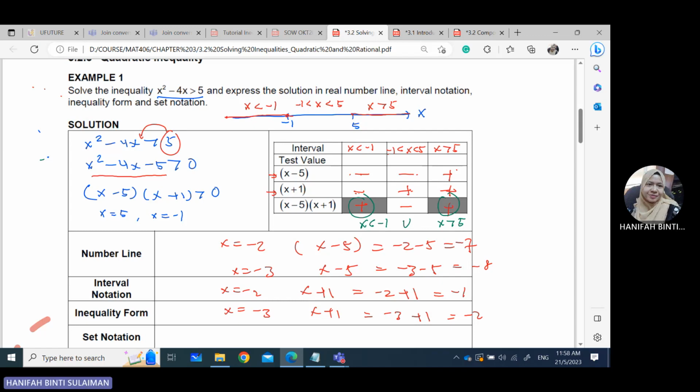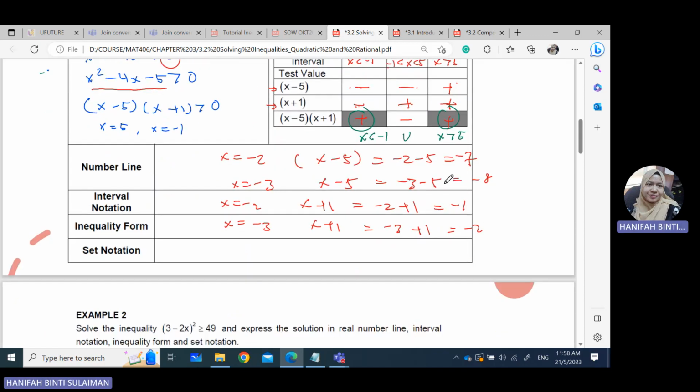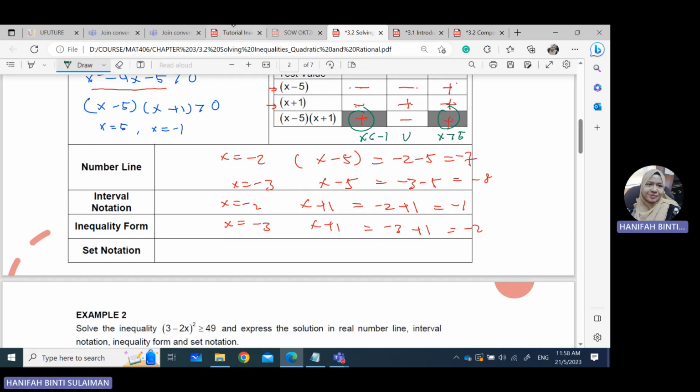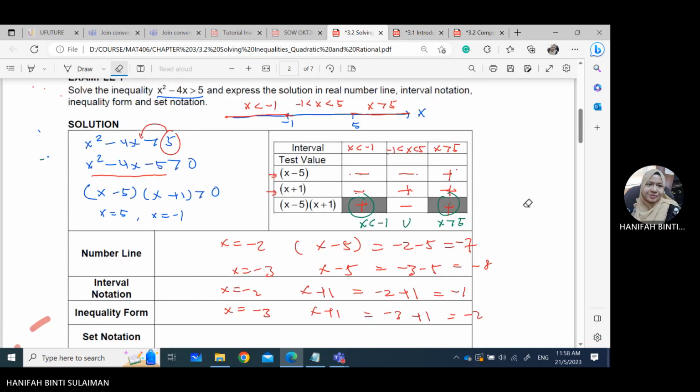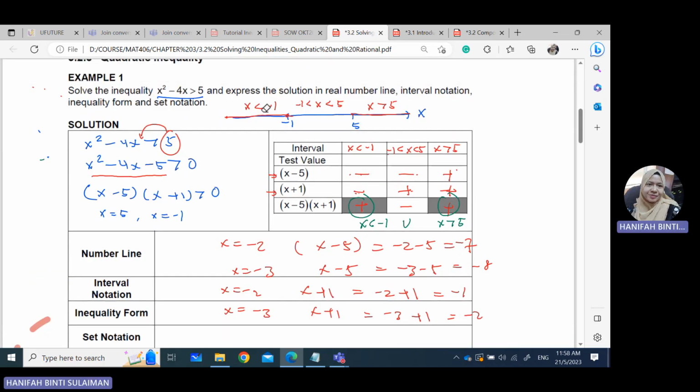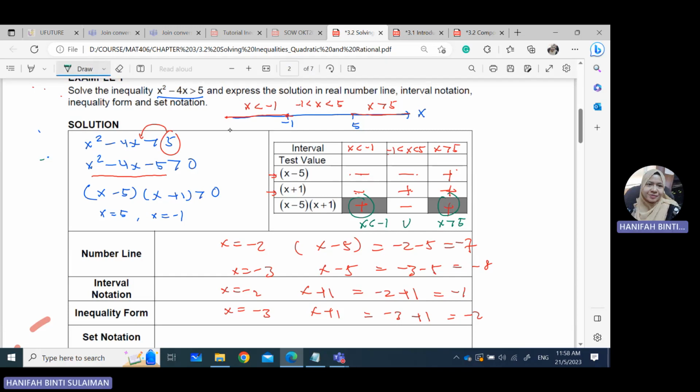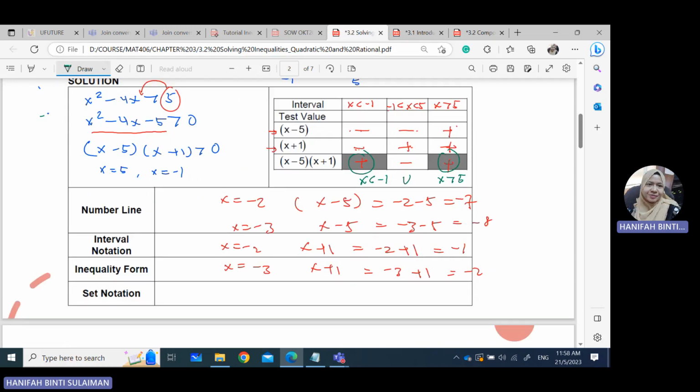Okay. So untuk number line, ni boleh padam. Ada soalan tak setakat ni? So number line dia yang ini. This one is a number line. Interval notation is x less than negative 1 union x greater than 5.